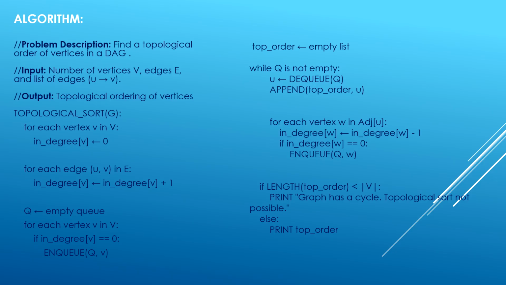Now let's look at the algorithm briefly. First, calculate in-degree for all vertices. Then add vertices with in-degree 0 to a queue. Remove elements from the queue one by one and reduce the in-degree of their neighbors. If any neighbor becomes 0, add it to the queue. If all vertices are processed, we get the topological order. Otherwise, the graph has a cycle.